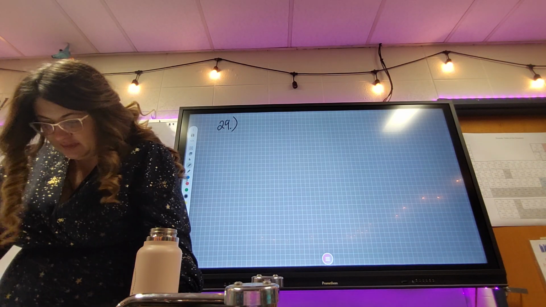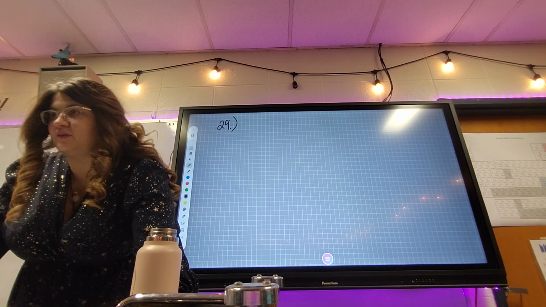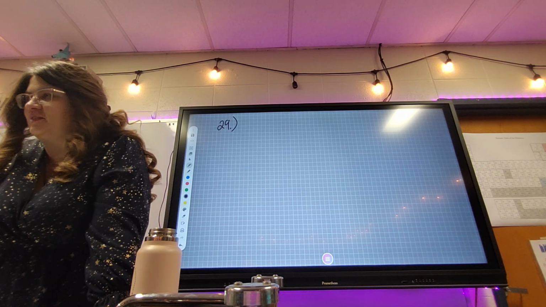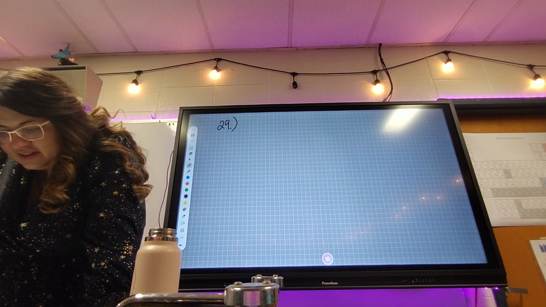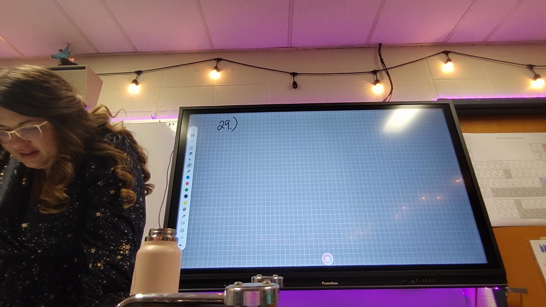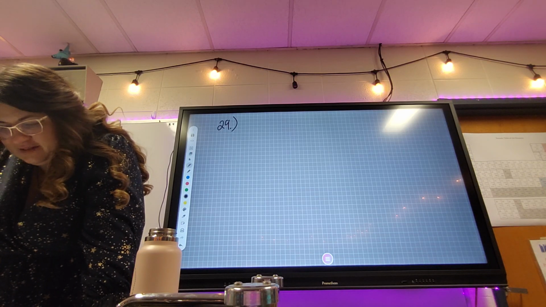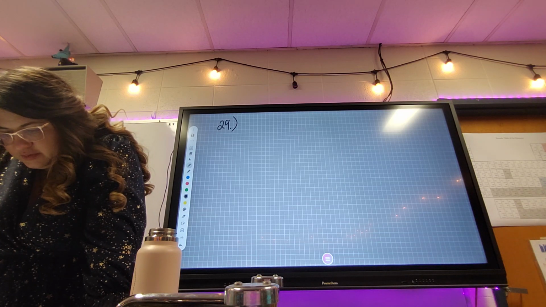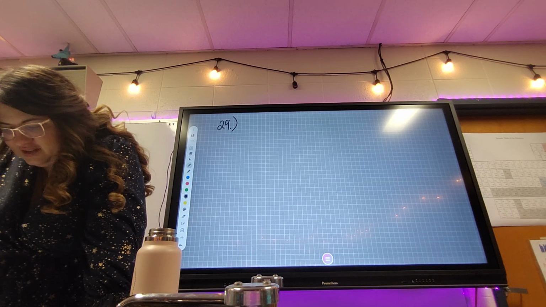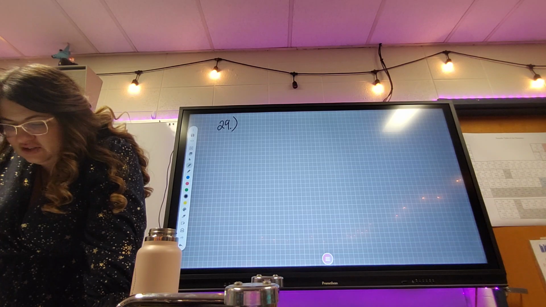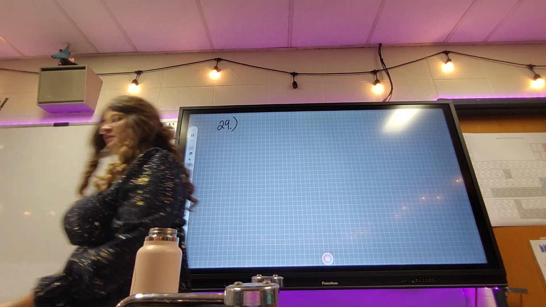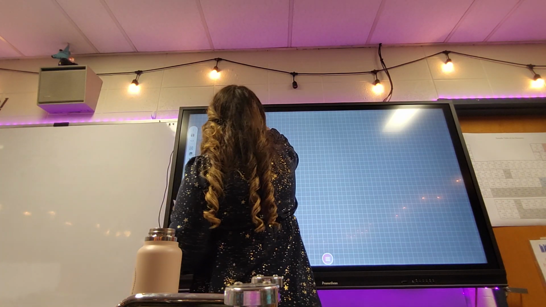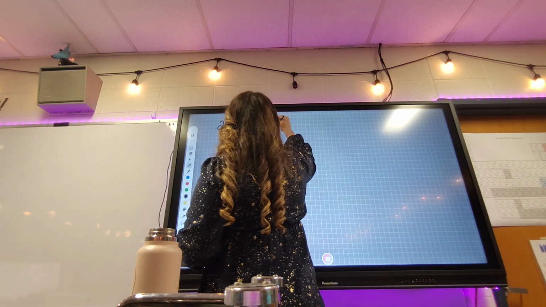Okay, number 29. A 75 kilogram skier rides a 20 meter long lift to the top of a mountain. The lift makes an angle with the horizontal. What is the change in the skier's gravitational potential energy? Okay, that equals 75.0 kilograms.